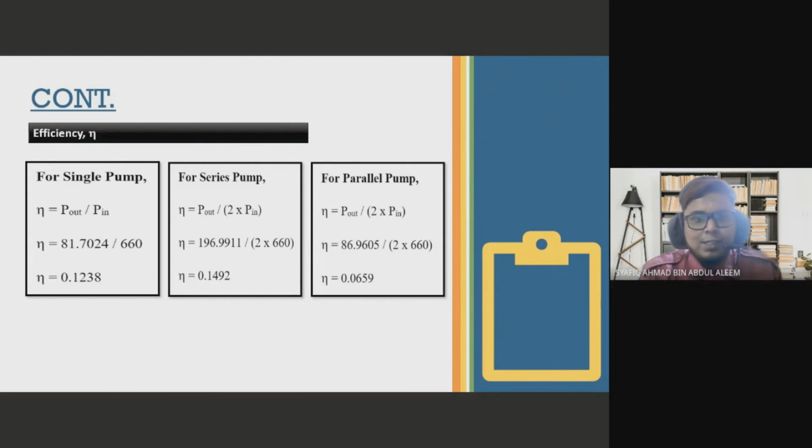Then there is the efficiency. The single pump configuration is simpler, since dividing the power output by the power input yields the efficiency number. The same equation is used for series and parallel, which is the division of power output by 2 times the power input. You may see a sample calculation here.